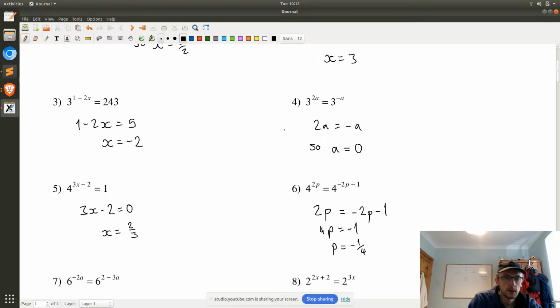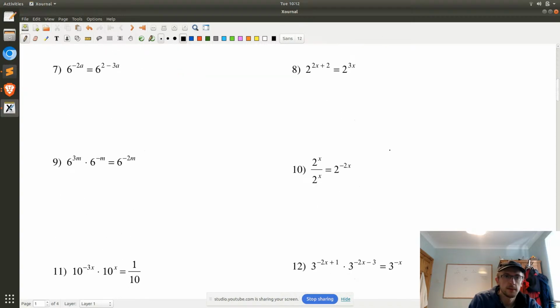Okay. Agreement so far. It's all looking good. Agreement of powers. So a is 2. Likewise here. So x must be 2.